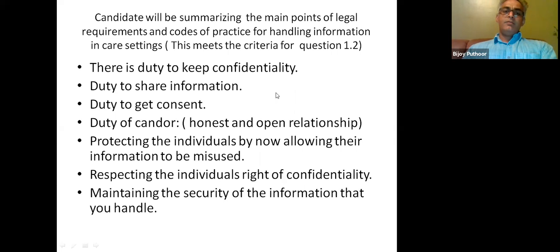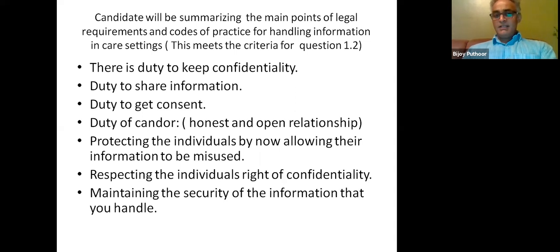Question number 1.2 says that the candidate will be summarizing the main points of legal requirements and codes of practice for handling information in care settings. This meets the criteria for question 1.2. So we're looking at the main points of legal requirements and codes of practice for handling information. The first point is the duty to keep confidentiality.